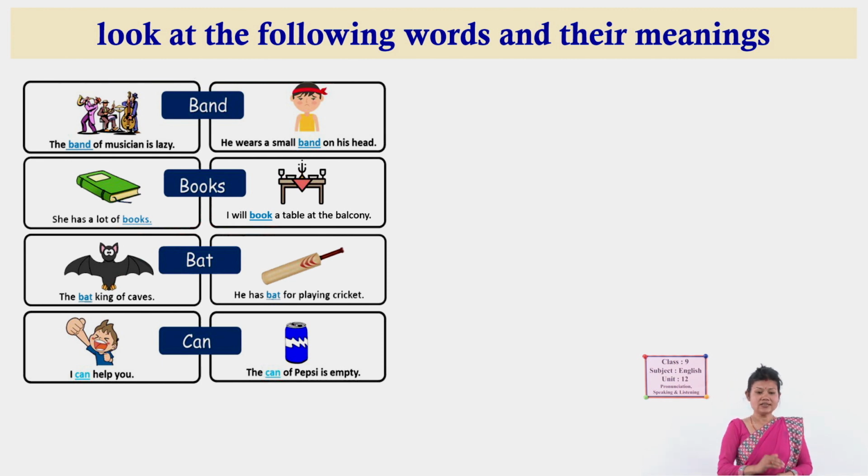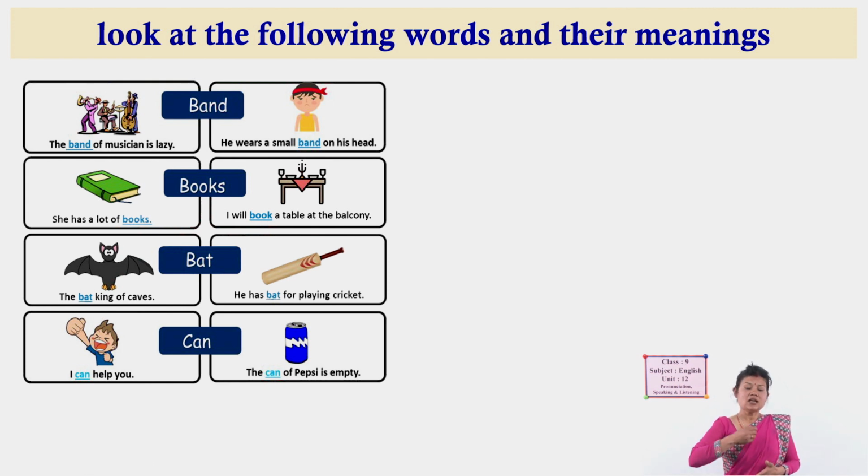And on your right, see another sentence using the same word book. I will book a table at the balcony. Here book does not have the same meaning as in the previous sentence. Because here book means what? Can you guess? Good. Book here means to reserve or to buy something in advance.